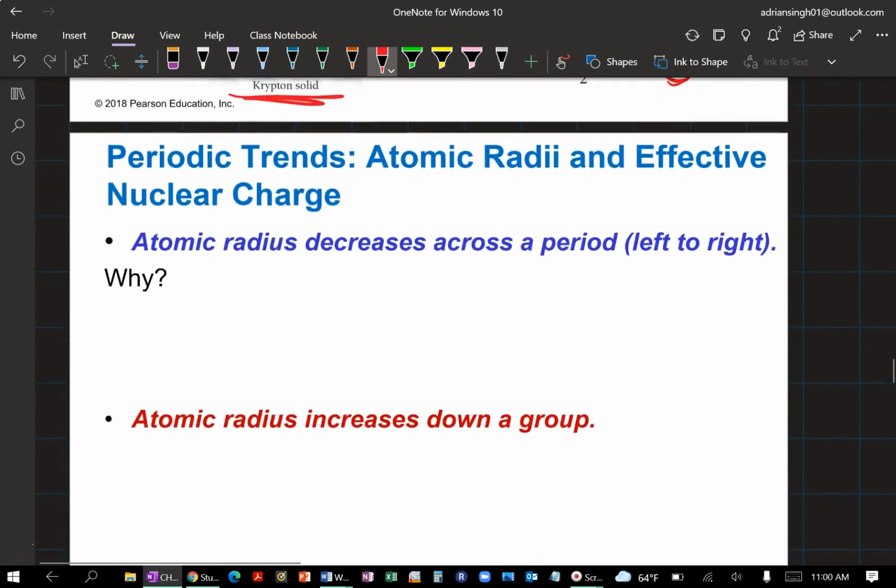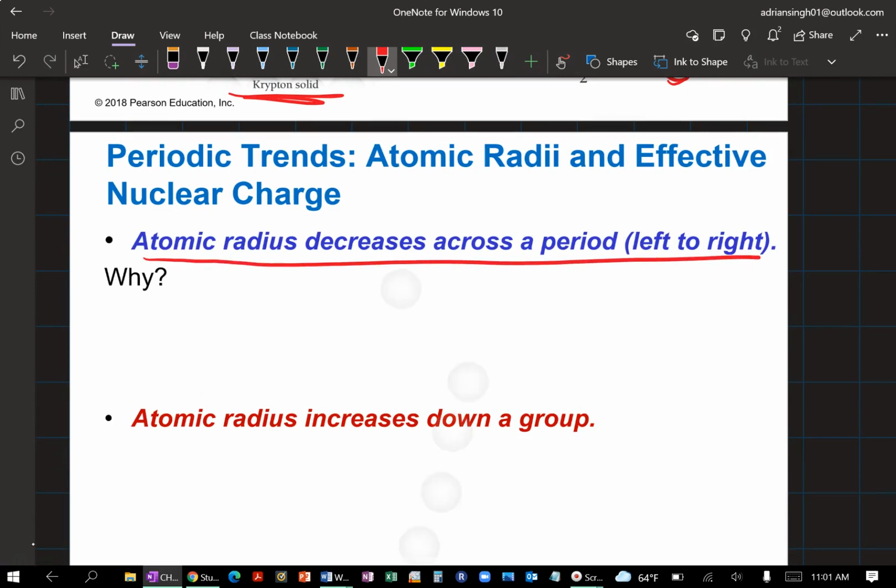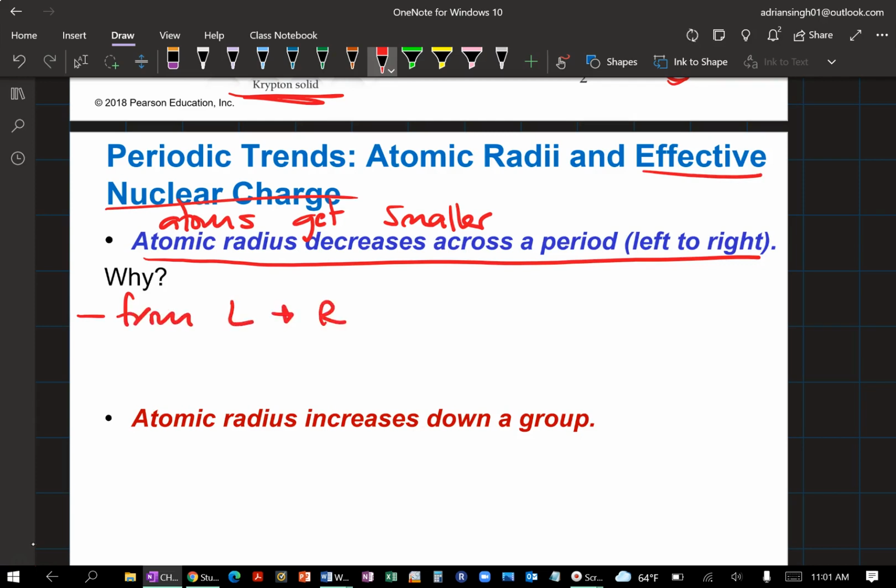All right, so what's the trend in atomic radii as we go across the periodic table? Well, we see that as we go across from left to right, the atomic radius decreases. In other words, the atom gets smaller as we go from left to right. And why is that? Well, we can tie that into the trend in effective nuclear charge. We saw that from left to right, the Z effective nuclear charge increases. That means as we go from left to right, those outer electrons are being pulled closer to the nucleus.